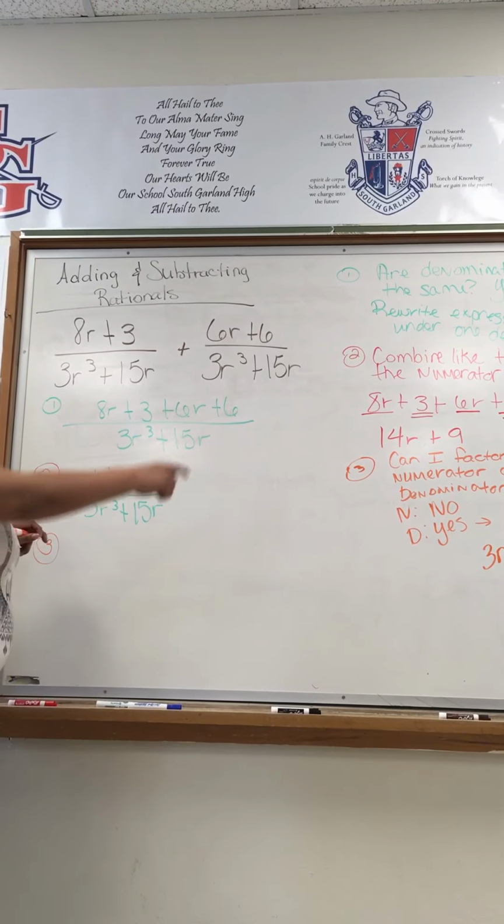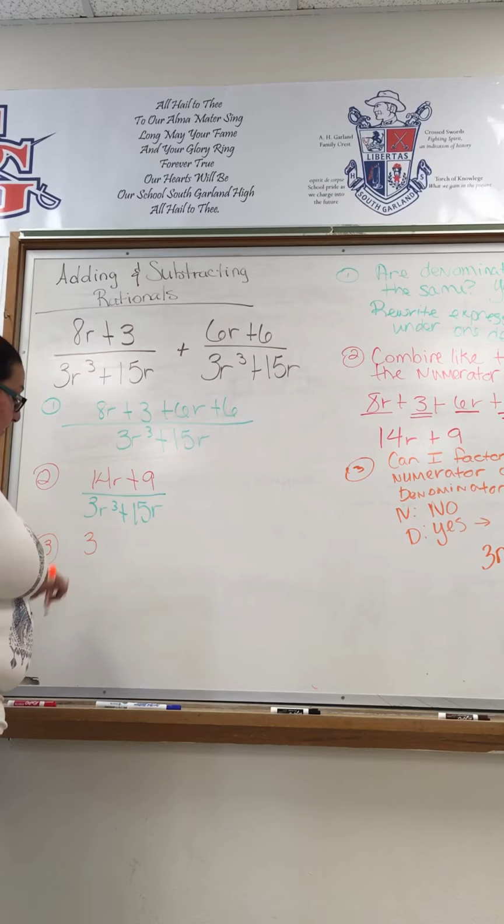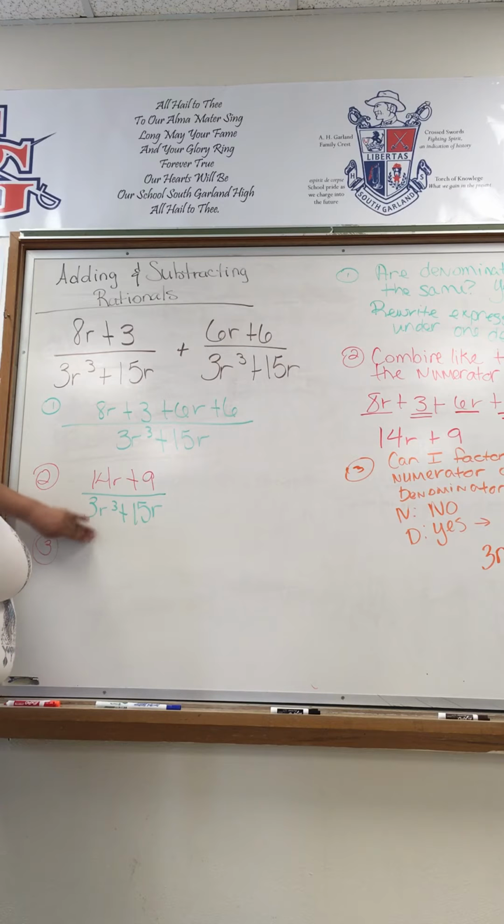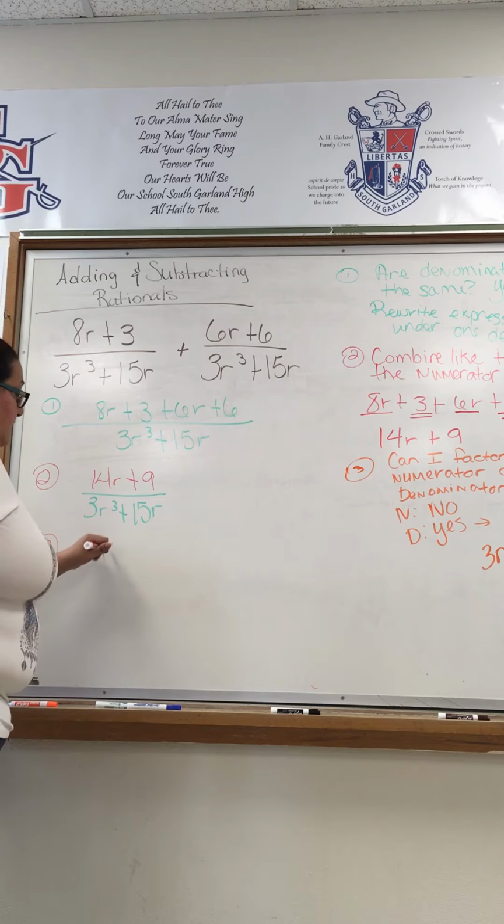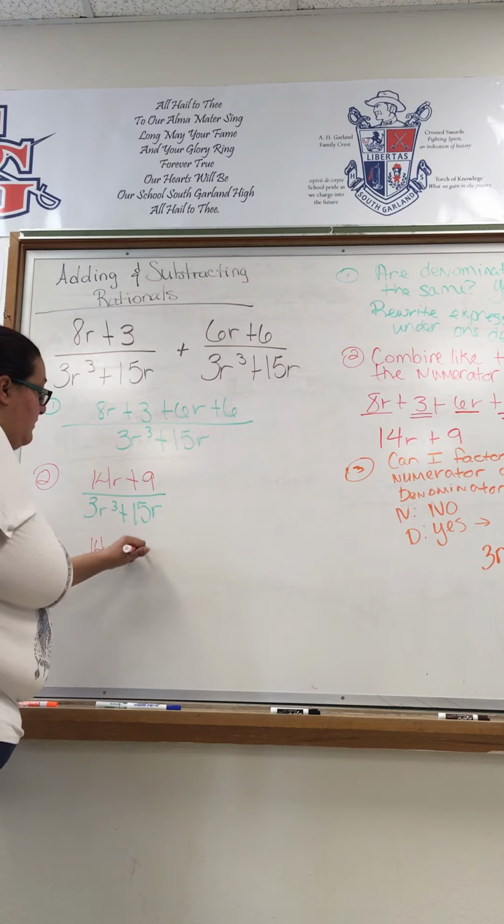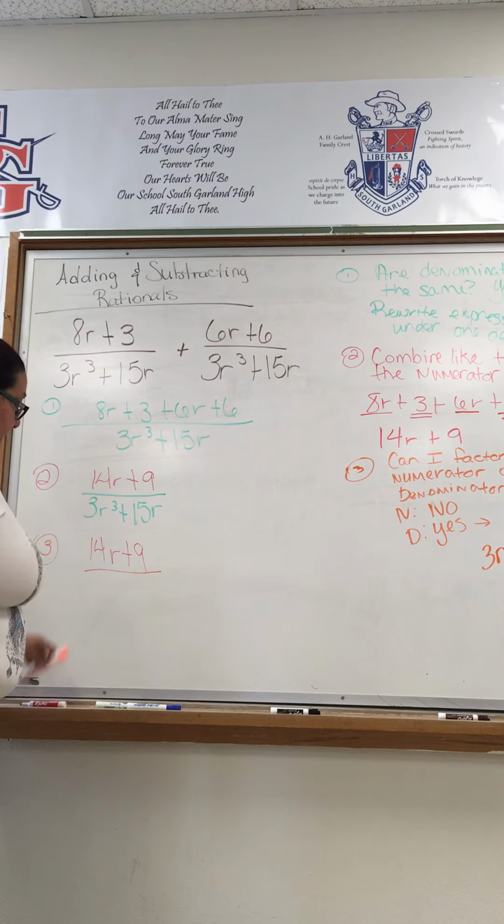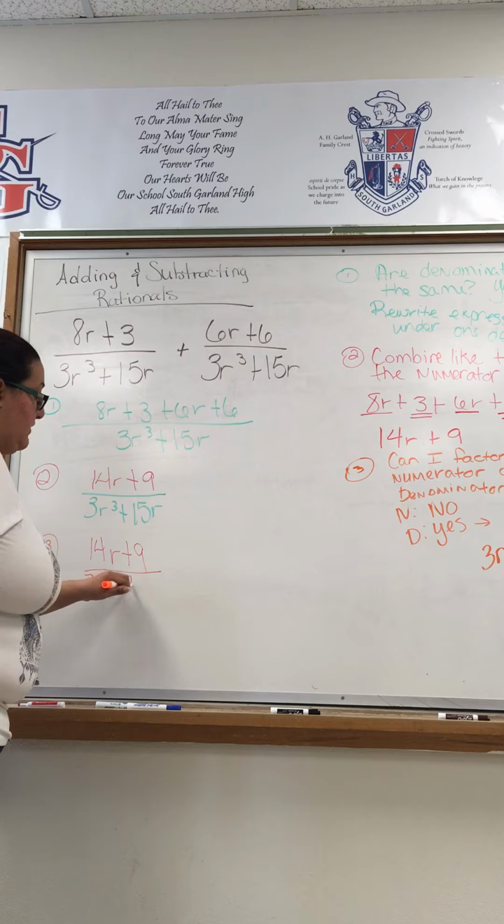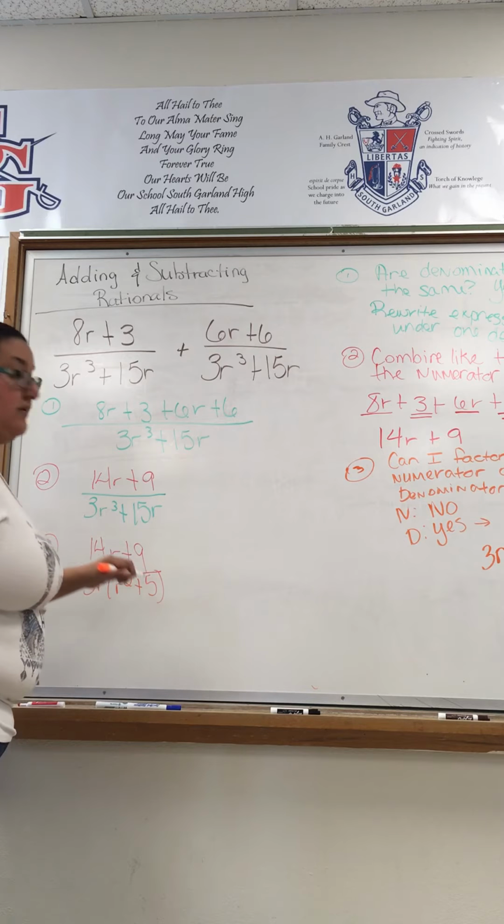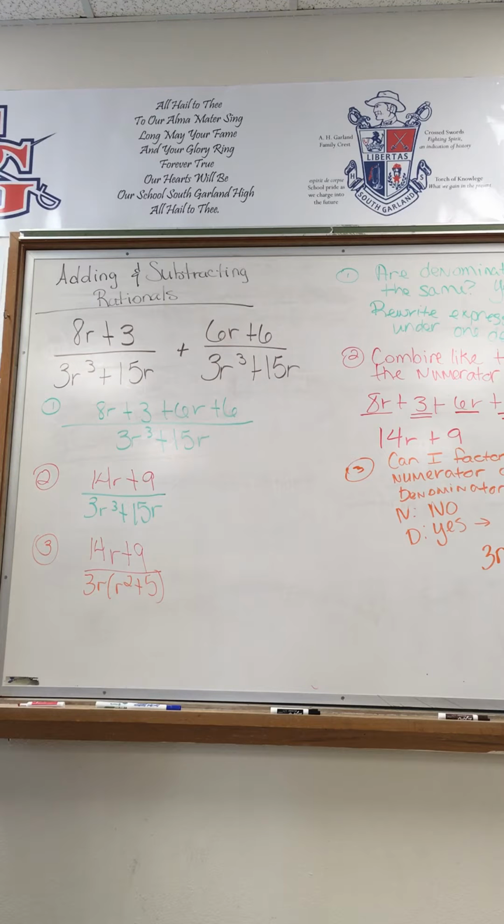And what we just wrote, 3r, sorry, that was my bad. I meant to do the 14r, so we rewrite it. So we do 14r plus 9, and that's divided by 3r times r squared plus 5. All right? And the last question that you are going to ask yourself is, can I go any further?